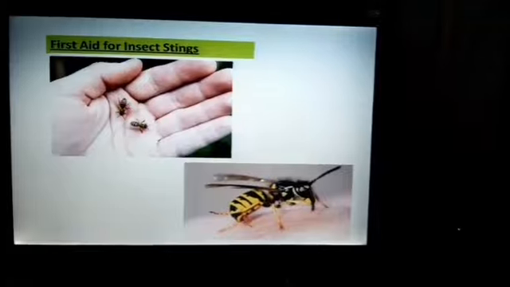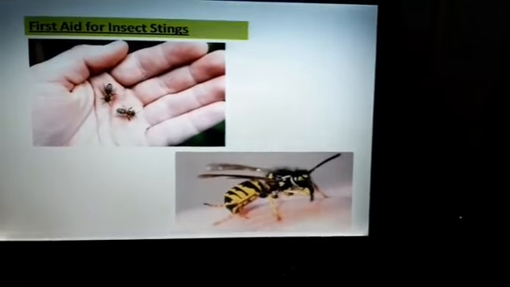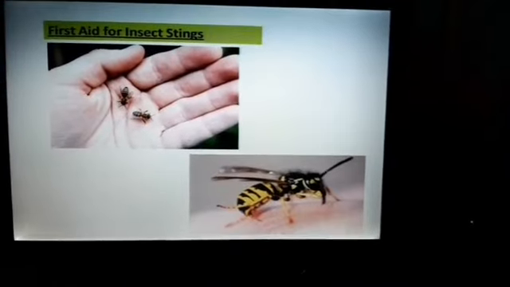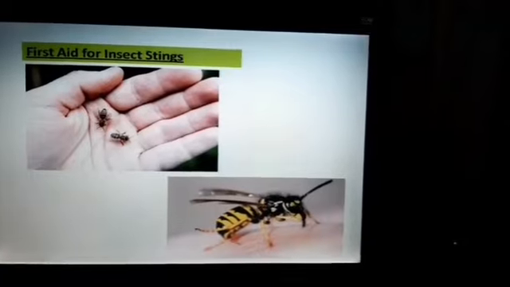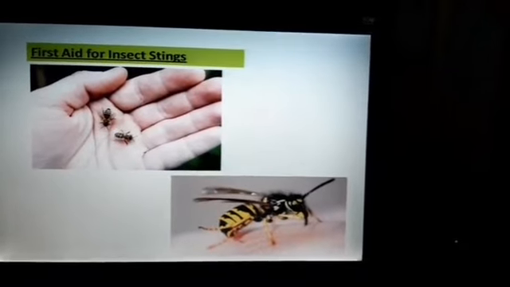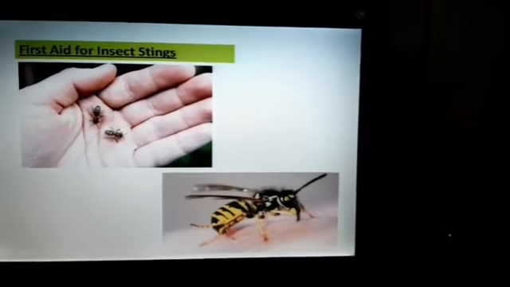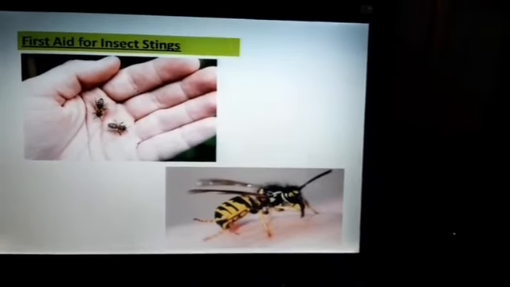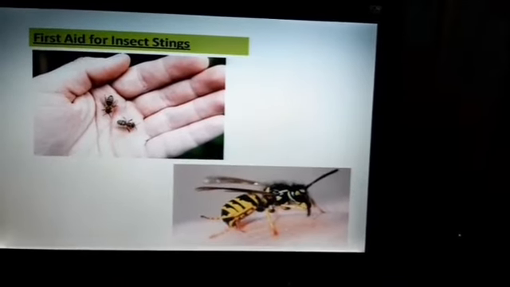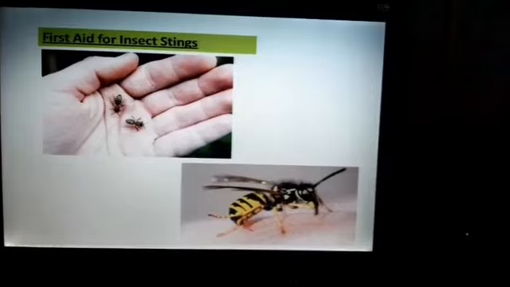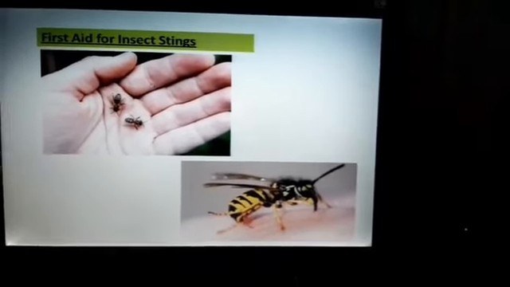Now, what is the first aid for insect stings? Bees and wasps can sting a person. We should first remove the sting by scraping the skin surrounding the stinger until the stinger is removed. Then wash the area thoroughly and finally apply baking soda on the sting area in case of a bee sting. But in case of a wasp sting, we can apply vinegar or lemon juice.